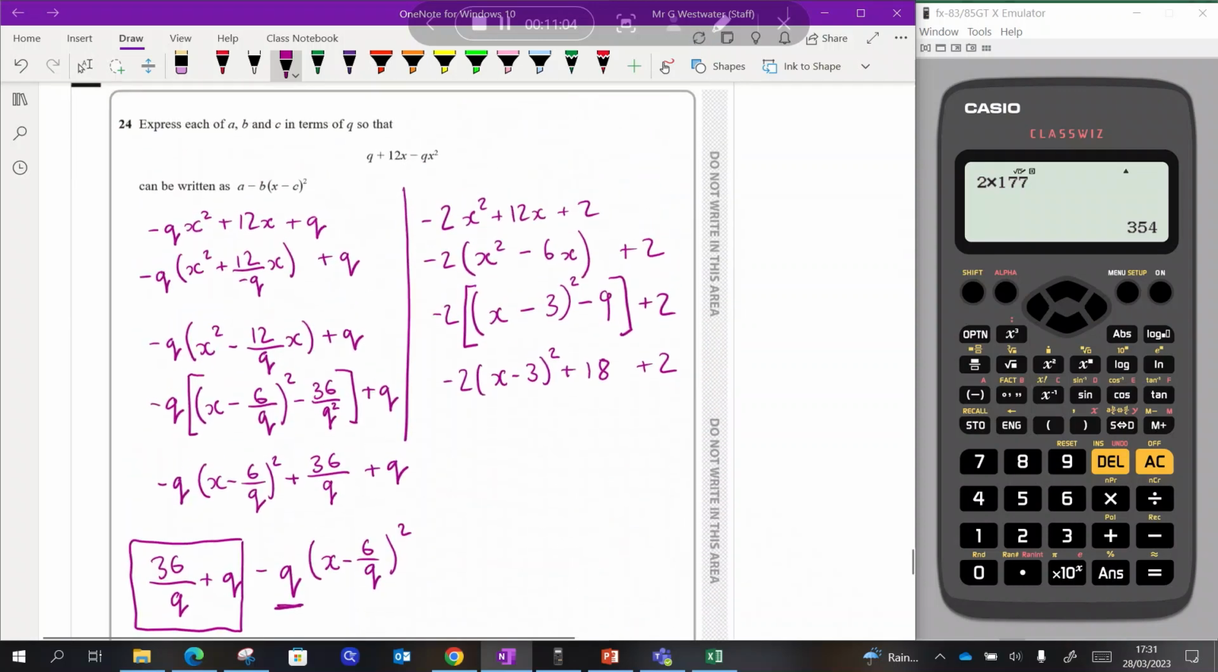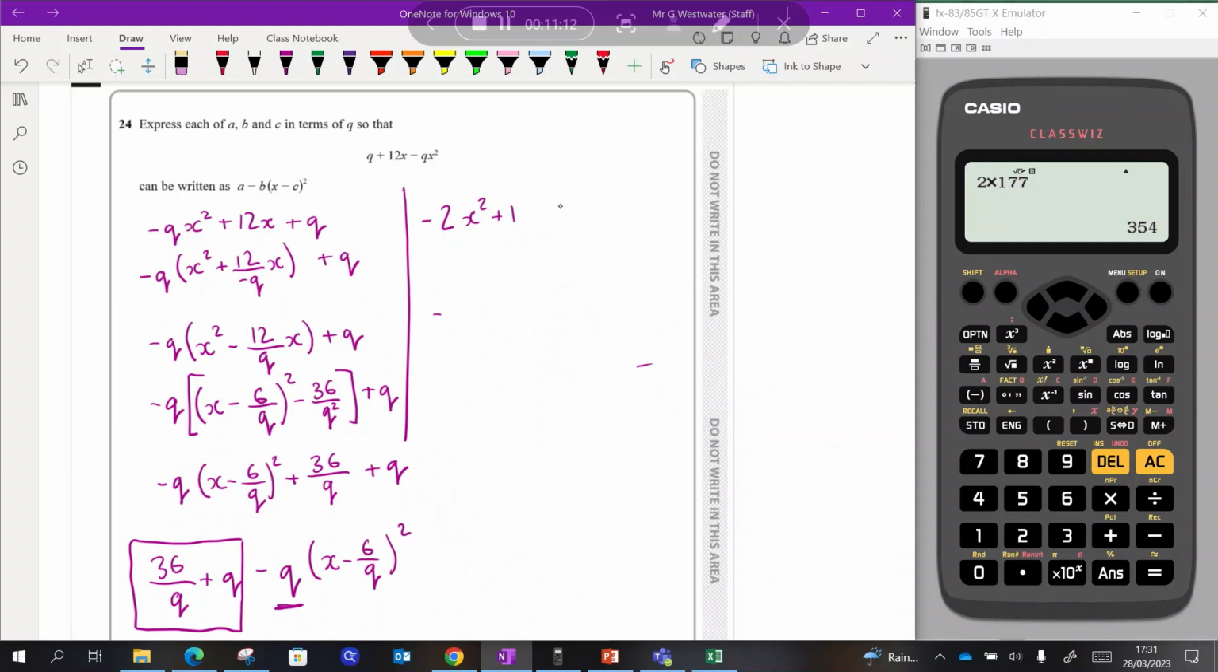The key thing here is recognizing that this is asking you to complete the square. I'm just going to remove now these numerical elements. There we go. And there's your paper.